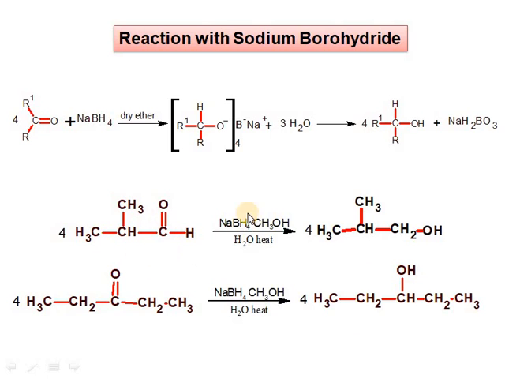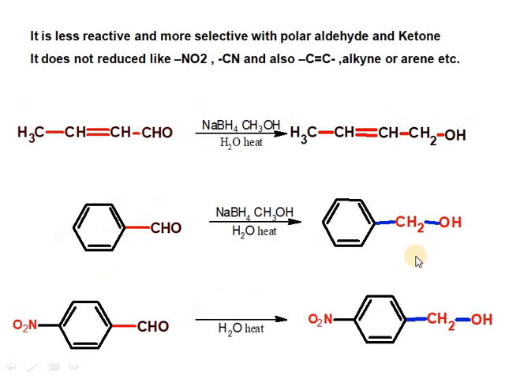So the aldehyde can be treated with sodium borohydride in methanol as a solvent, and after forming the complex, hydrolysis with water gives the primary alcohol. In place of aldehyde, use a ketone to get the secondary alcohol as the product. But sodium borohydride is much less reactive as compared to lithium aluminum hydride, and therefore it selectively reduces only the polar aldehyde and ketone group.